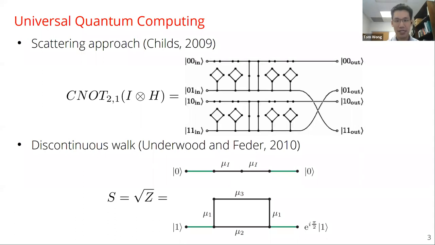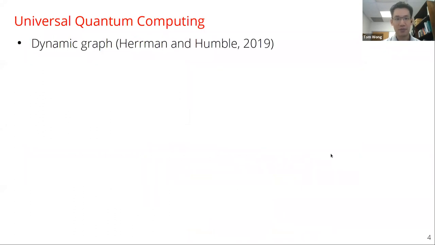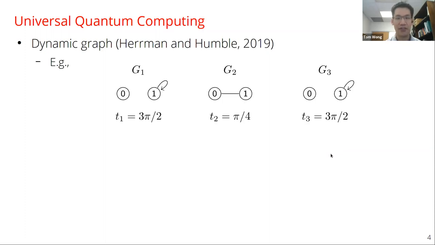So these are a couple of methods that are over 10 years old now, but I want to focus on a newer method that was proposed just a couple of years ago by Rebecca Herman, who is one of my collaborators, and Travis Humble. They call this a dynamic graph. Here's an example of a dynamic graph. A dynamic graph is just a sequence of graphs.